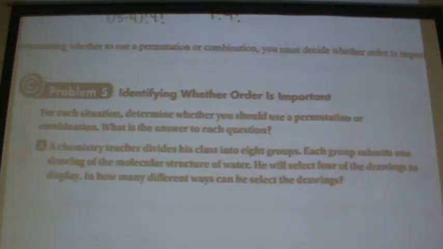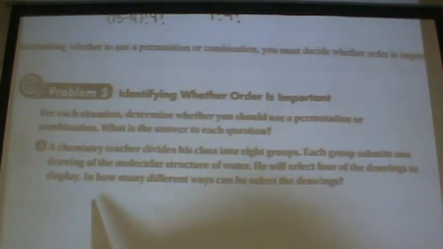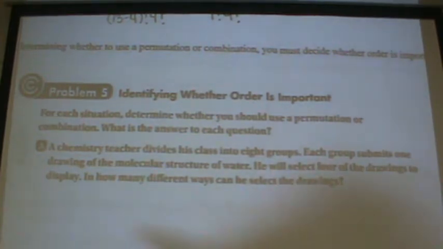So can anyone tell me, does order matter when he's selecting these drawings or not? Order doesn't matter? Why does order not matter? Order doesn't matter in this situation because he can pick anyone's drawing. Everybody has an equal chance of their drawing being picked. It doesn't matter if he picks someone first or if he picks them second. They can be picked in any of the spots. So if order doesn't matter, what are we going to use for this? We're going to use a combination.